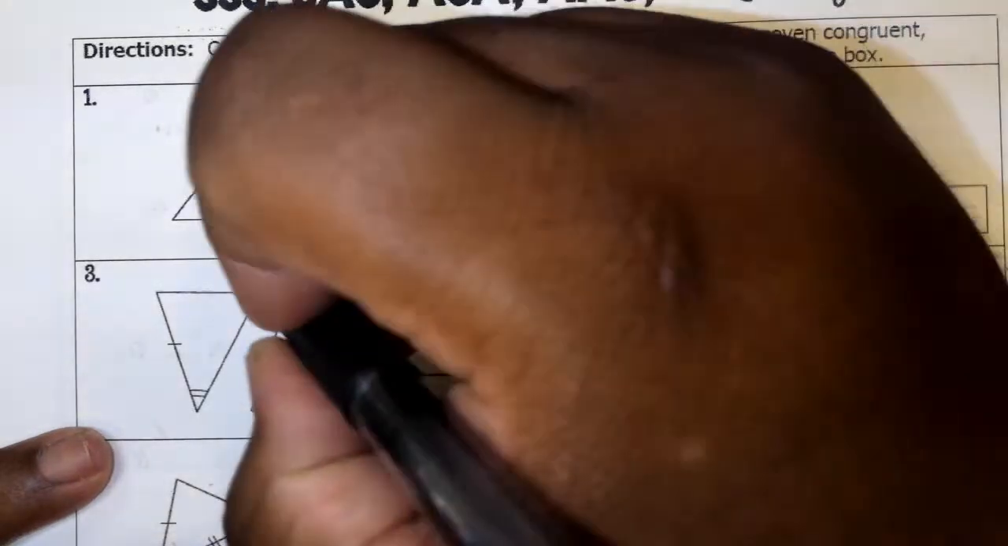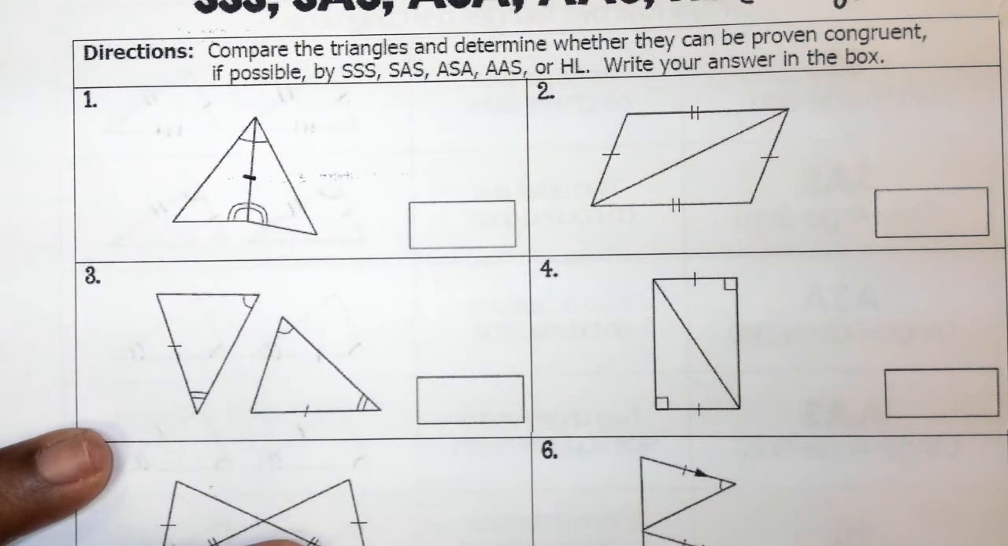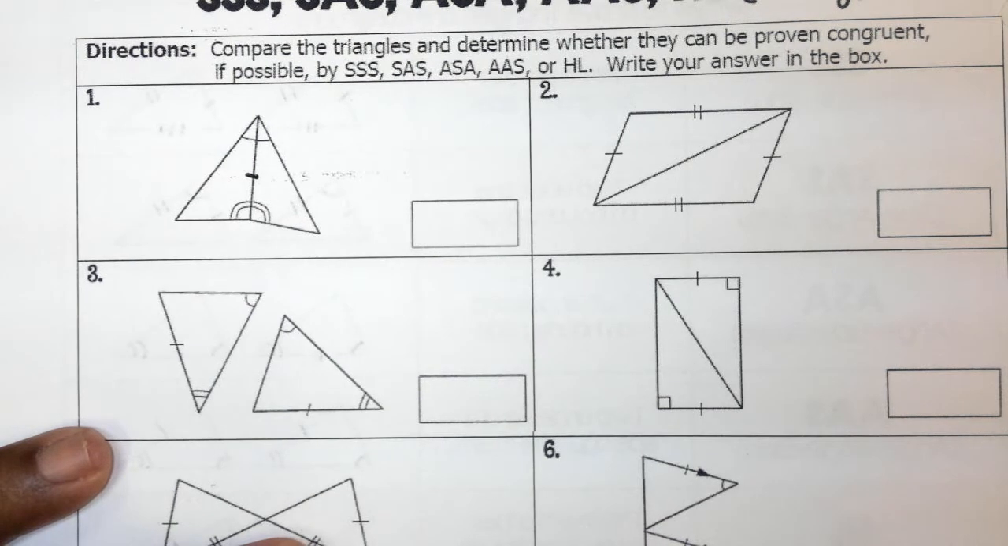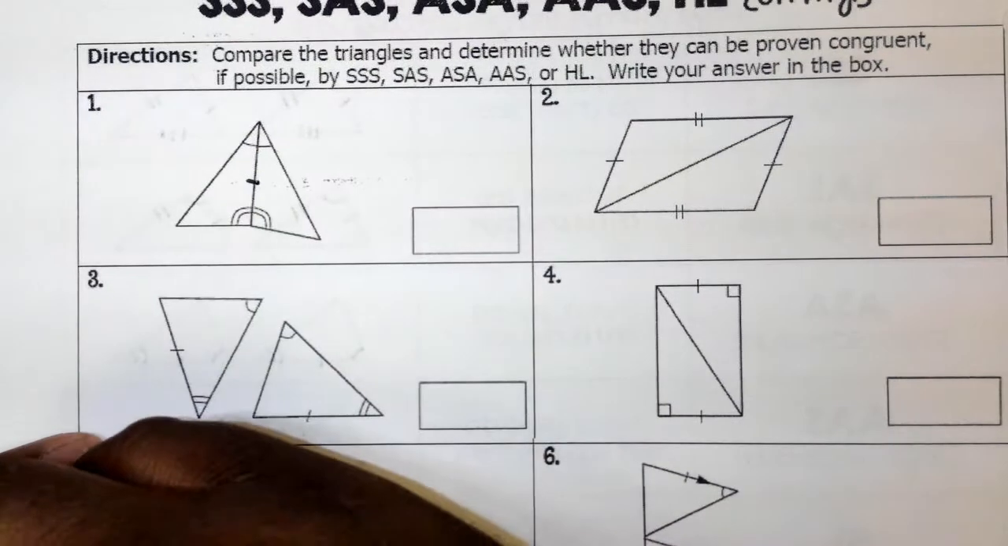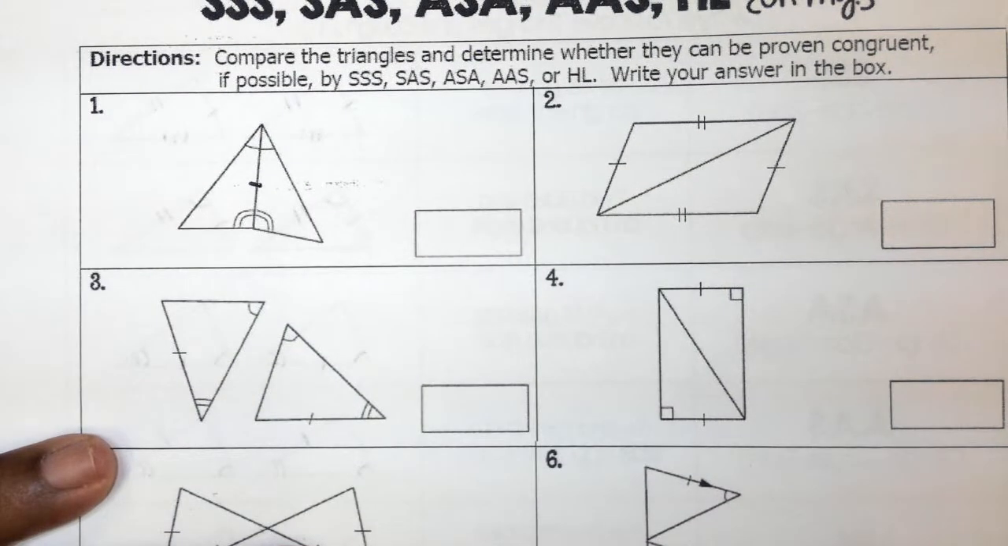I'm going to mark that side that they share. Since they share a side, I know that those two sides are congruent to each other, yes? Y'all agree with that? If two triangles share something, then those two pieces have to be congruent. These two triangles share a side right here. If that's the case, those sides are congruent to each other.